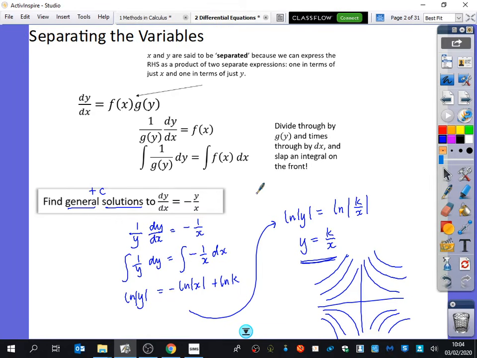What would we need to do if there was a particular solution? What would we need to be told in the question? Substitute values of y and x. They'd need to give you some values of y and x. They might say, solve this equation given that when x equals this, y equals this. And then you could do that to find out what k is.